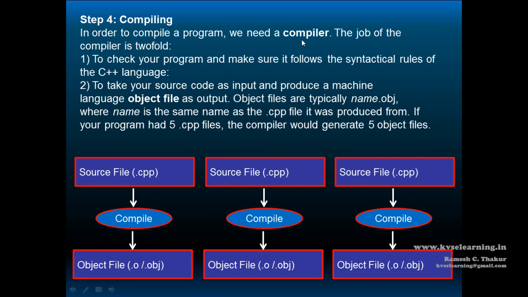Before converting our source code into machine code, the compiler actually performs some jobs that we are going to discuss. The job of the compiler is twofold: to check your program and make sure it follows the syntactical rules of the C++ language. Suppose you are writing a program and while writing it you have not followed the syntax of the C++ language. Intentionally or by mistake you have violated the rules of the C++ language.